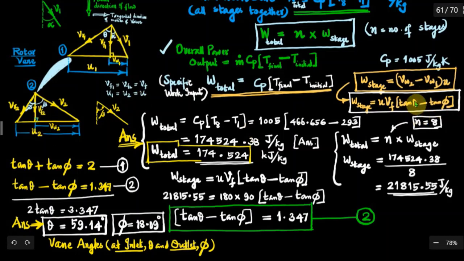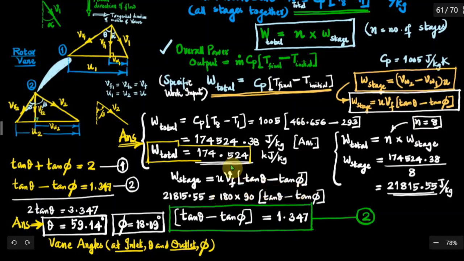So if you use that, then VW2 can be replaced by Vf tan theta, and VW1 can be replaced by Vf tan phi. And then W stage will be U into Vf into tan theta minus tan phi. In fact, we derived this expression in the previous lecture. So W stage is equal to this. Please do remember, with the assumption of symmetrical blading and utilizing this velocity triangle, you can arrive at that. So now consider W stage is equal to 21,815.55 joule per kg. Now W stage is equal to what expression? U into Vf into tan theta minus tan phi.